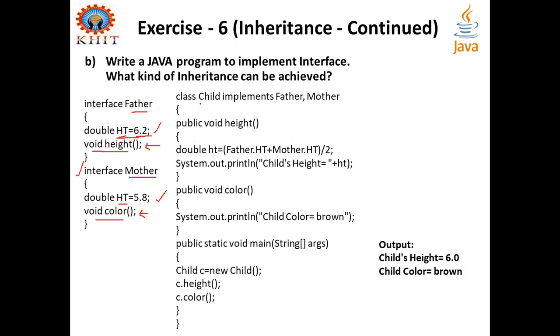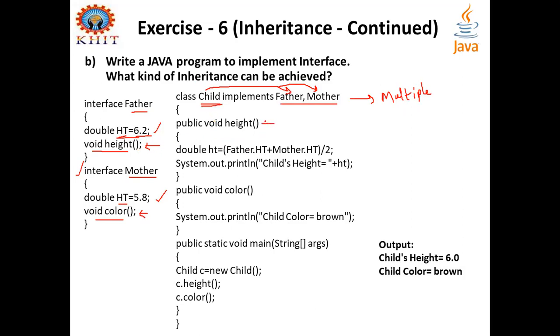Coming to the class called child that implements father and mother. If you observe, this is a subclass extending the properties of father as well as mother. This is called inheritance, multiple inheritance, right? This is multiple inheritance. And when this class implements the two interfaces, definitely the abstract methods should be implemented.